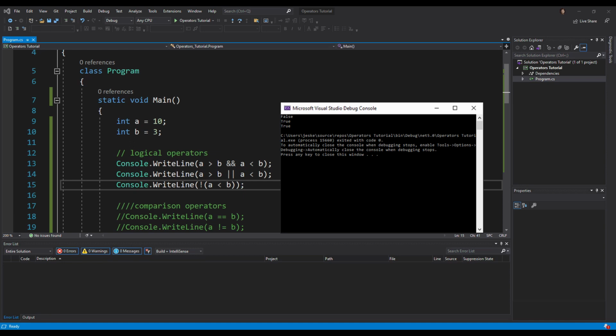So is a greater than b, or is a less than b? And since one of them is true, it returns true. In our final example, we have our exclamation mark, and if you remember, that means not in our equation. Is a less than b? No, it's not. However, since we have it in brackets and we have a not in front of it, it's asking, is it not less than b? And since it's greater than b, it returns true.